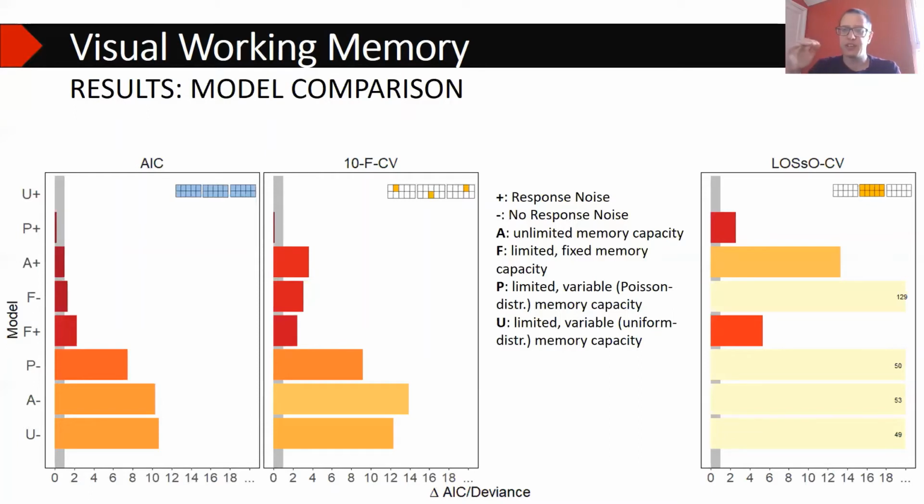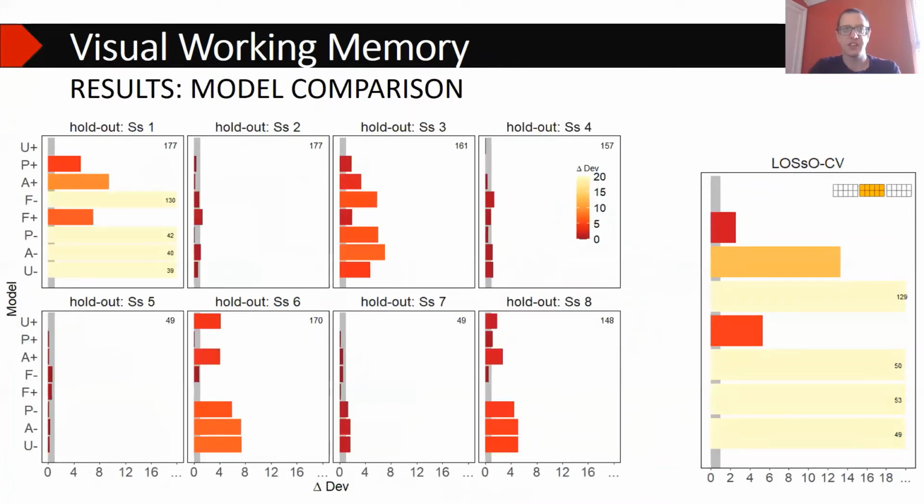So we can split up the data by all the held out set sizes, and we get something like this. What you can see here is that this overall pattern is basically driven by the pattern for when set size 1 is held out. So the model is trained on all those set sizes and then tries to predict set size 1. And there clearly, models with response noise are much better than models without response noise. This isn't the same case for any of the other set sizes.